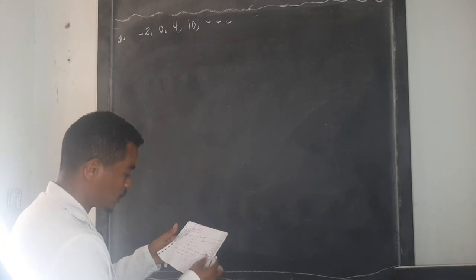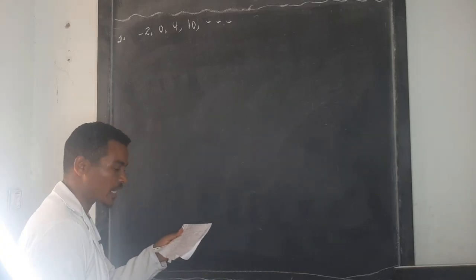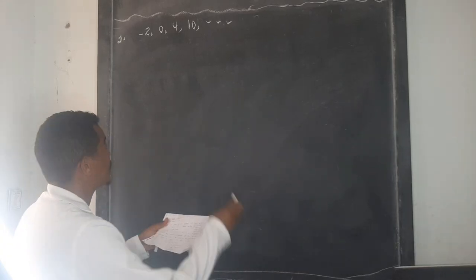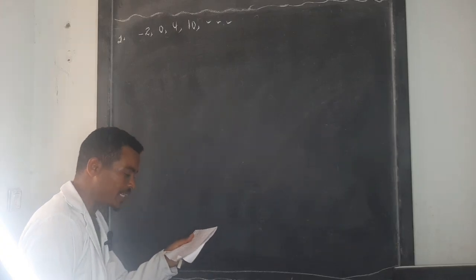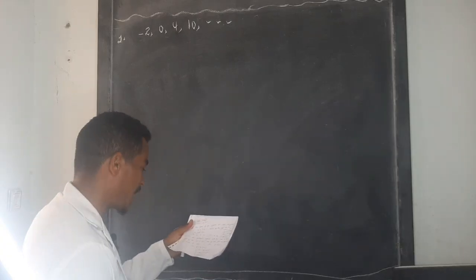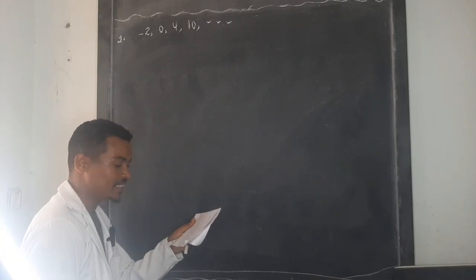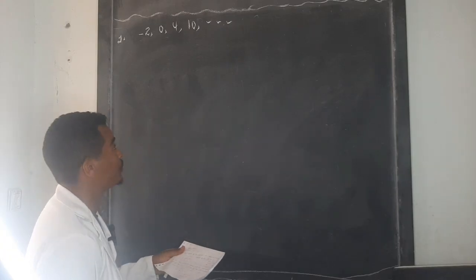Okay, the question is this one. A few terms of the sequence are given as follows: -2, 0, 4, 10. Which of the following can be a fifth term? A: 14, B: 16, C: 18, D: 20.